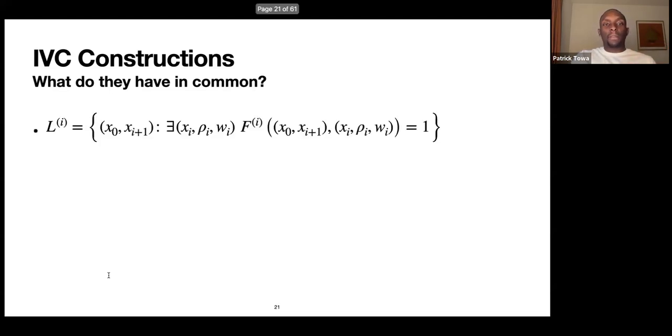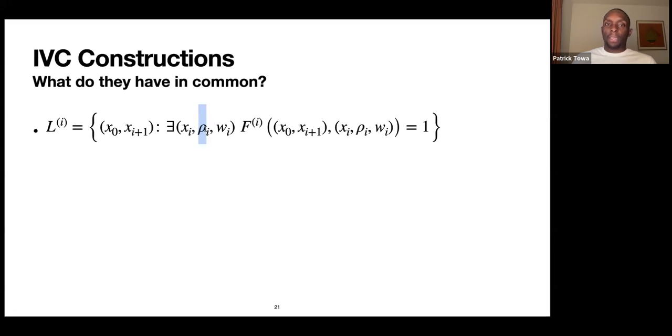And basically, what all those constructions have in common is that they all define some core function or circuit for the i-th step. And this function has basically two types of inputs. There's the public input, which is x_{i+1} and x_0, and the output at the previous step. And then there's the witness to go from the previous step to the next output. And there is some string, rho, that comes from the proof. It's computed from the proof, but it's not necessarily the proof itself.